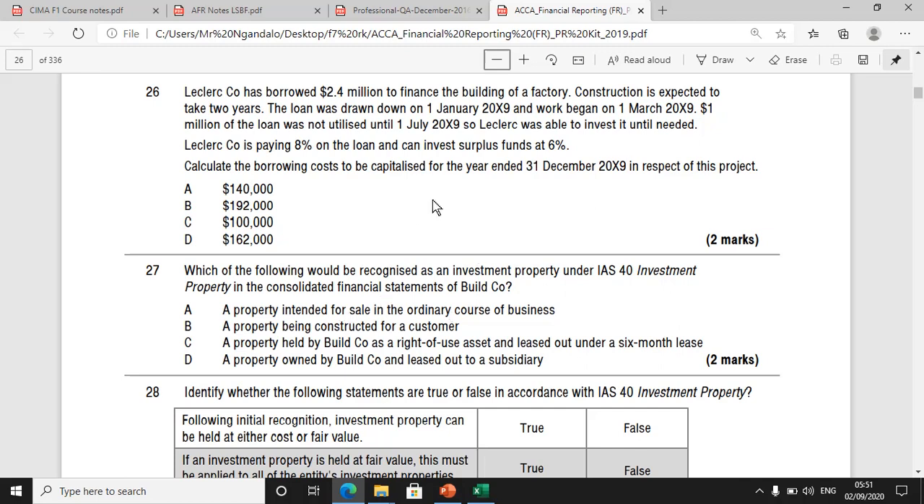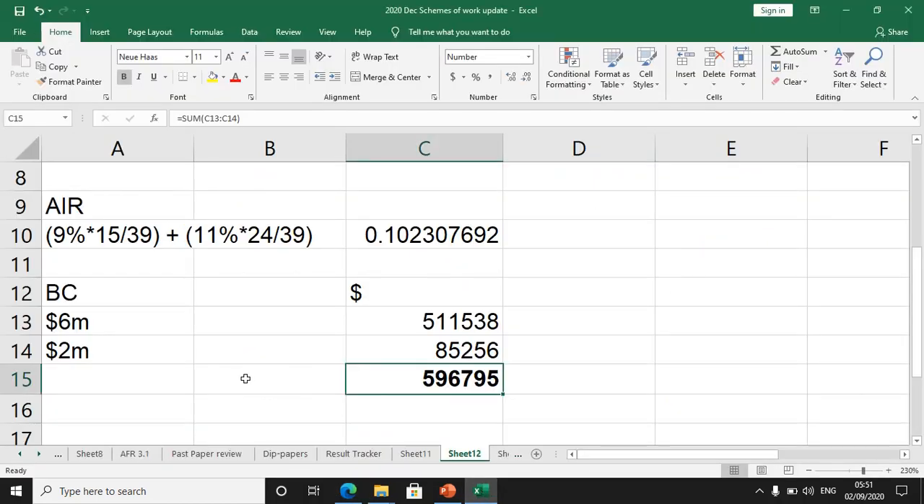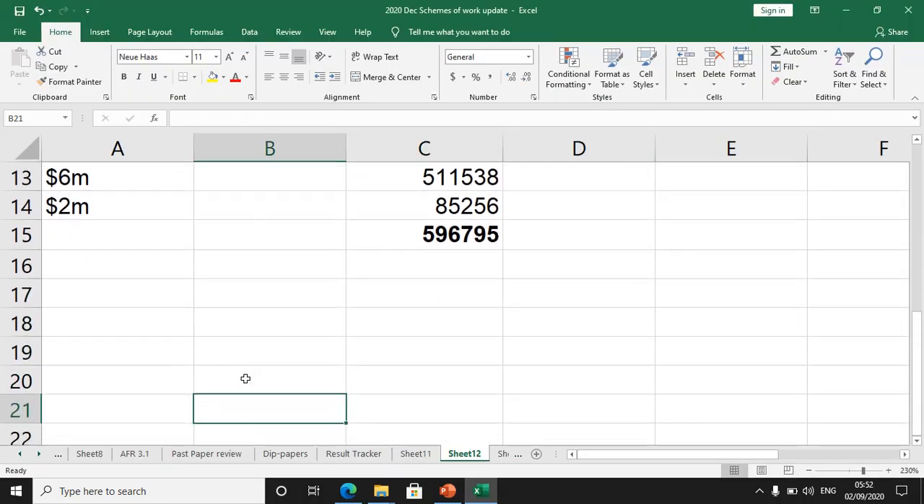So this again is a question coming out of borrowing costs, and it seeks to help us see that if the company can invest any surplus funds at an interest rate, then that will reduce our borrowing costs. But we must pay attention to the active periods. Okay, so let's progress. Let's see what is happening.